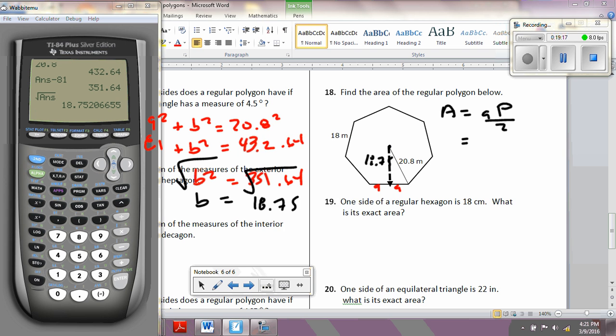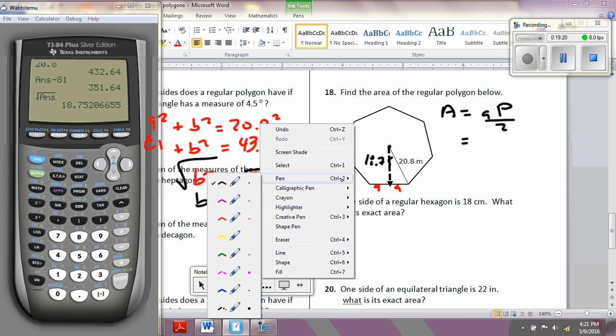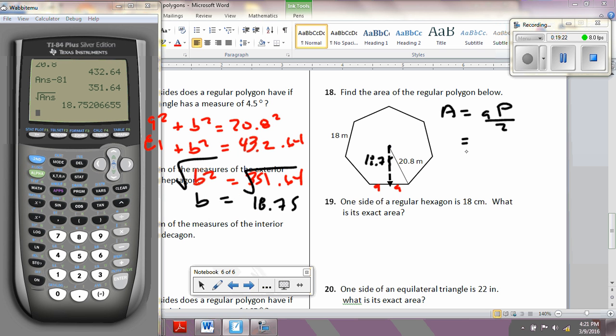Now we can fill in the rest of the area formula. So again, the apothem is about 18.75. To find the perimeter, you take the one side, which is 18, and multiply it by the number of sides it has. So it has 1, 2, 3, 4, 5, 6, 7 sides. So times 7, and then divide by 2.